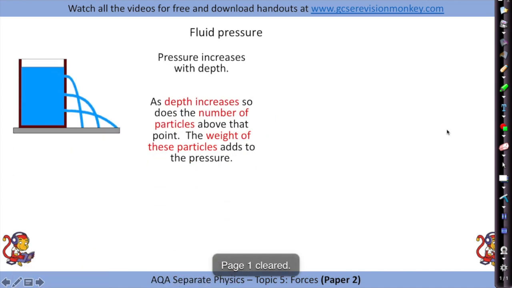Okay, so fluid pressure. Pressure increases with depth. So if you had a can with holes in it at different depths, you'd see that the pressure would be highest at the bottom, and hence the water would be coming out further. As depth increases, so does the number of particles above that point. So as you go down, there are more particles above that point. The weight of these particles adds to the total pressure.